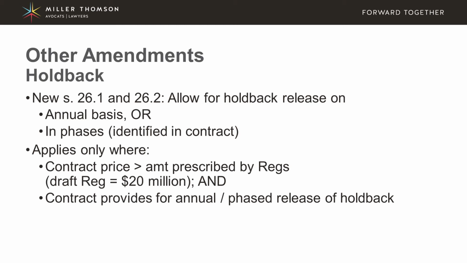Now, the amendments to the Construction Lien Act are going to allow for holdback to be released on an annual basis or in phases if those are identified in the contract. So rather than having to wait till the very end of the project and release all the holdback at once, this can be done in a piecemeal fashion. However, this only applies where the contract price is greater than the amount that's going to be prescribed in the regulations. The current draft regulations specify a $20 million contract amount. And the contract has to provide for this annual or phased release of holdback.